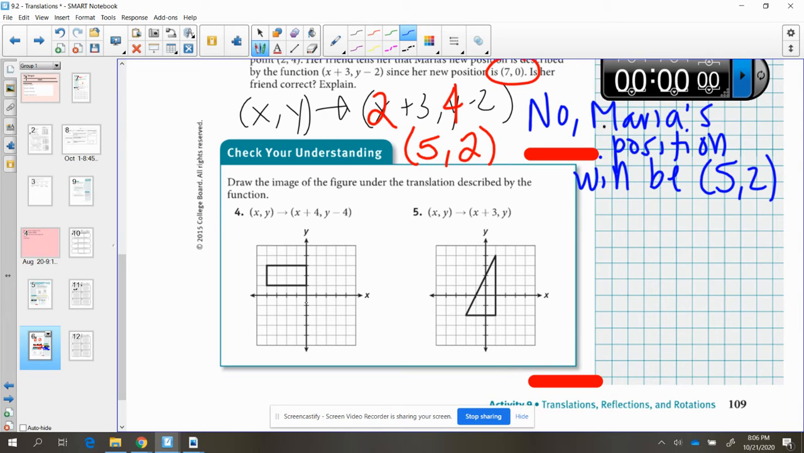All right, now check your work. You should have had the movement to the right 4 and down 4. And then notice here, we're not actually changing our y values location at all with this triangle. They're actually not moving up or down at all, but we did have to translate this triangle to the right 3 units.